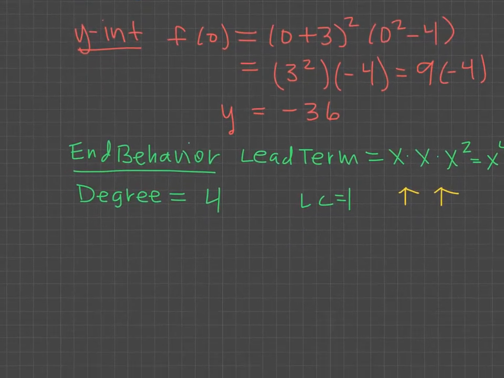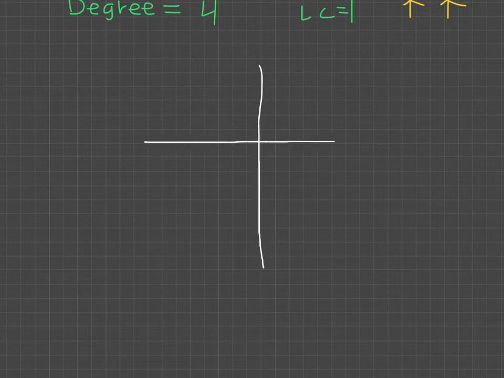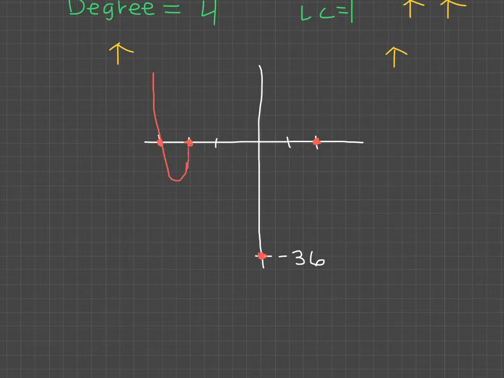Okay, now we have the tools that we need to sketch a graph. Let's label this as negative 36, and we'll just put our y-intercept right there. And then plot our x-intercepts at negative 3, negative 2, and positive 2. And then we're going up on the left and up on the right. So when we go to sketch the graph, we're going to start above the x-axis, go through that first x-intercept. We're going to cross, we have to make a turn to go through the next x-intercept.